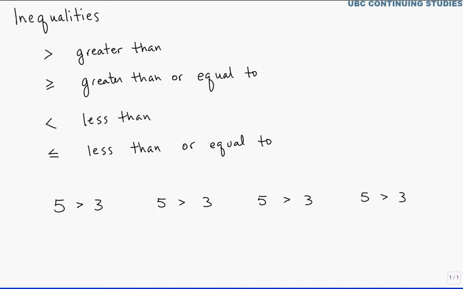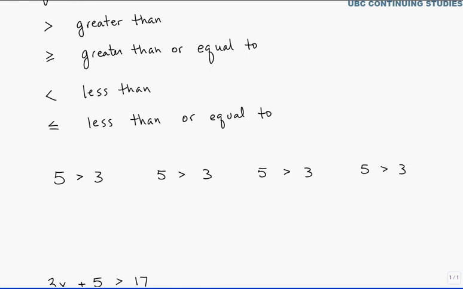Now, to demonstrate the difference between equations and inequalities, I've written 4 statements, all identical, and I'm going to show you what happens when I do different things to them. So 5 is greater than 3. This is a true statement.